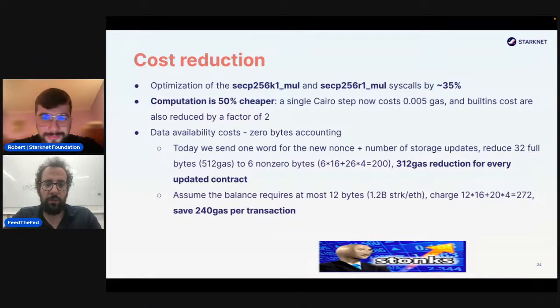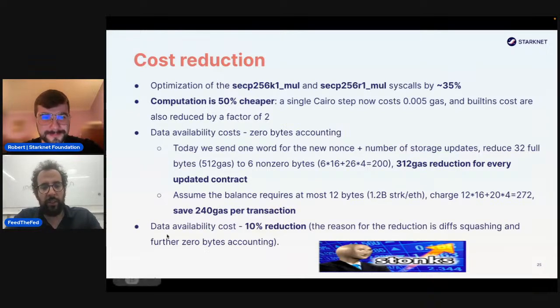Any questions? Let me check quickly. Yes, nothing so far about cost reduction, but I'm very excited about this. Computation is 50% cheaper, so that's really interesting to see. And yeah. Yep, completely agree.